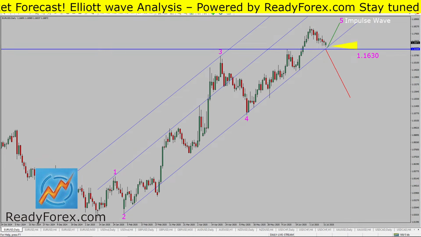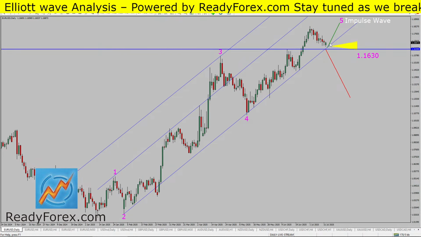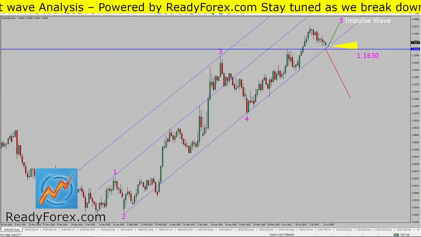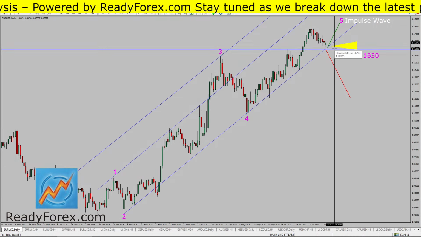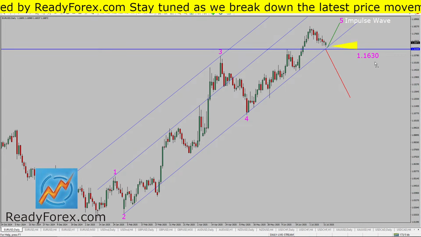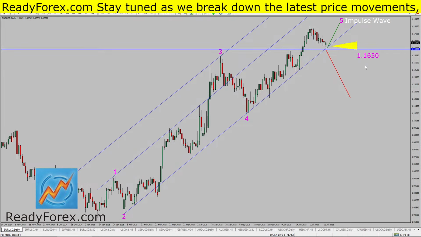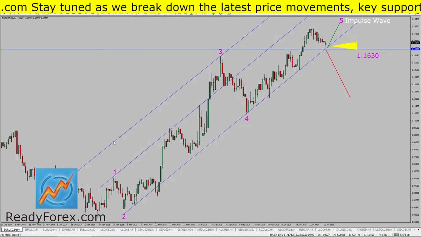However, it is also possible that this uptrend is going to fail and the market might drop below the 1.1630 level. That is why I have written this price level 1.1630 over here. So at this point in time the trend is up, a bullish trend in the euro dollar currency pair.